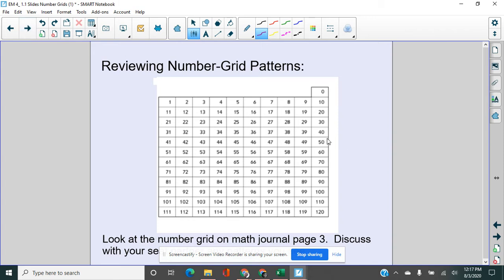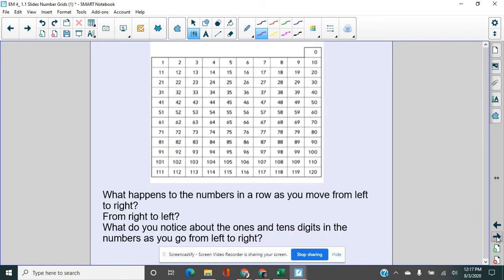Let's look at this grid, right? Just to kind of review that this grid has a lot of patterns, right? So think about that for a moment. What kind of patterns do you see in this grid? Let's see. So there's lots of them, right? What happens to numbers in a row as you move from left to right, right? They get larger. That's one pattern. If you go from right to left, they get smaller.